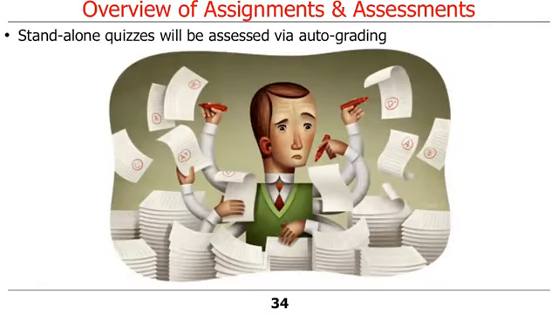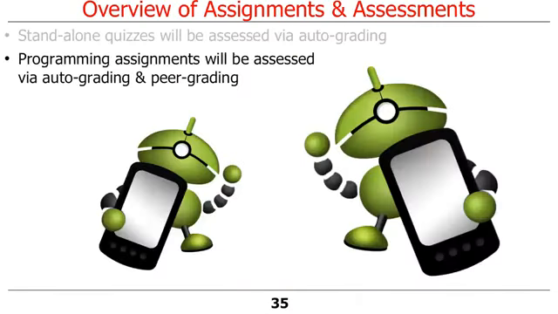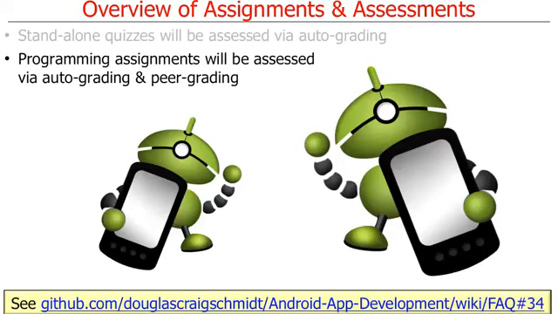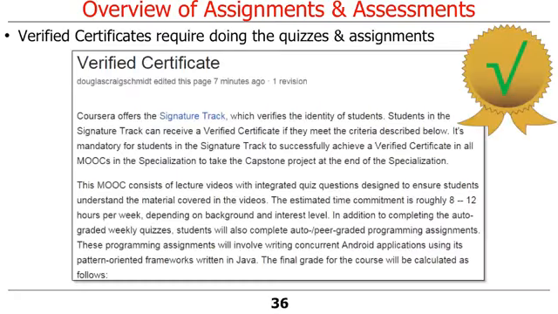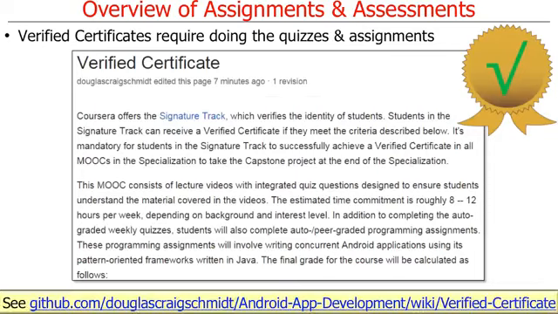The standalone quizzes given weekly will be due at the end of the MOOC and are entirely auto-graded. In contrast, the programming assignments will be assessed via a mixture of auto-grading and peer grading, using the evaluation process discussed in the FAQ. If you're taking this MOOC to get a verified certificate, you're required to take the quizzes and complete the programming assignments, which will tally using the grading criteria described at the MOOC GitHub website.